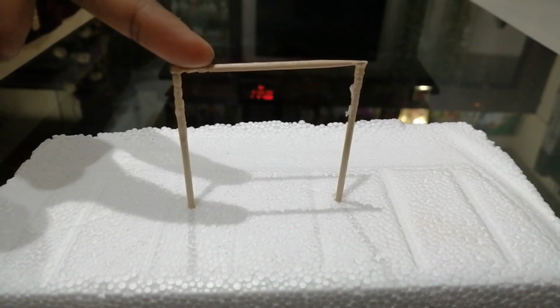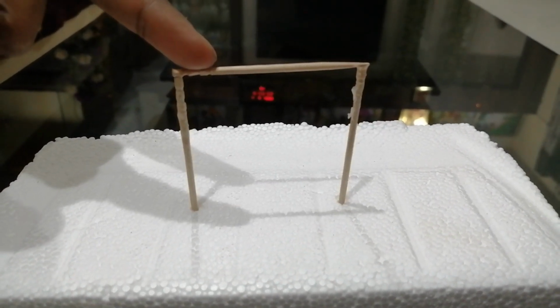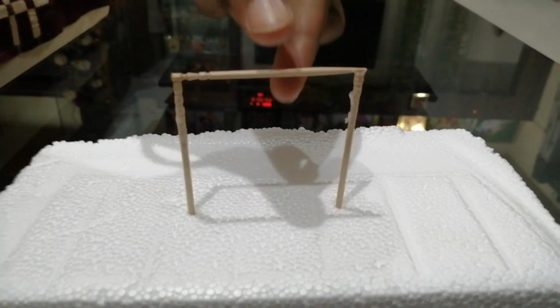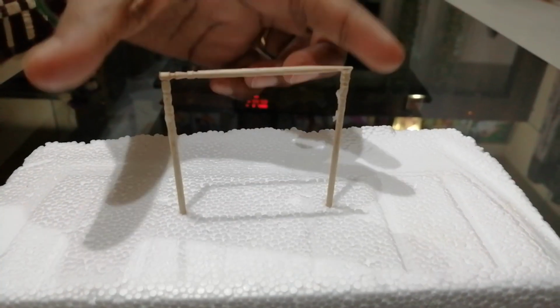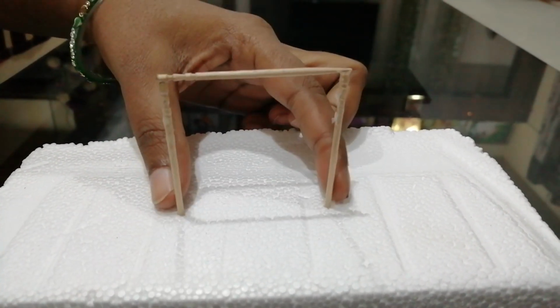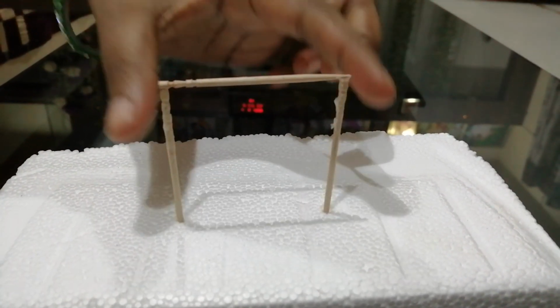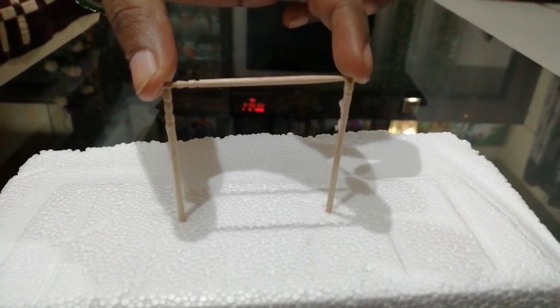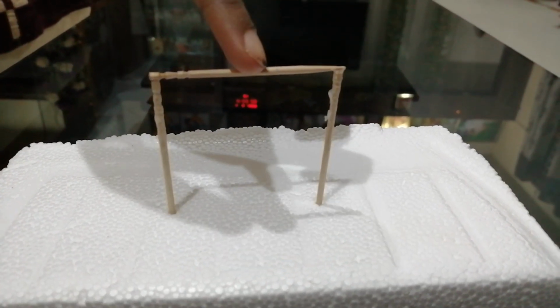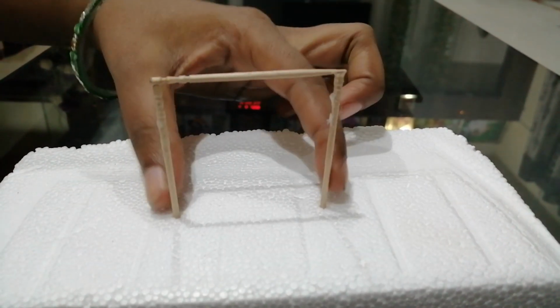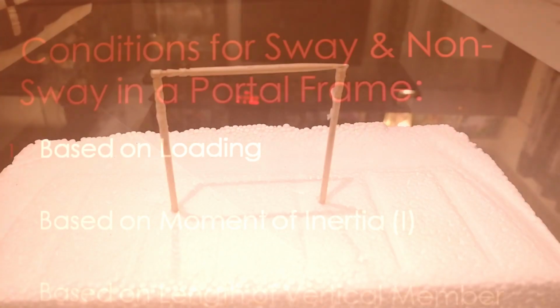So, a portal frame is a type of structural frame that is characterized by a beam supported at either end by columns. However, the joints between the beam and columns are rigid, so that the bending moment in the beam is transferred to the columns.